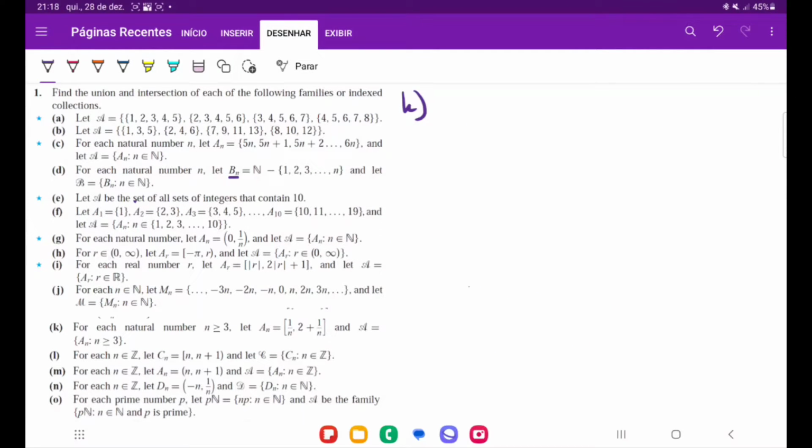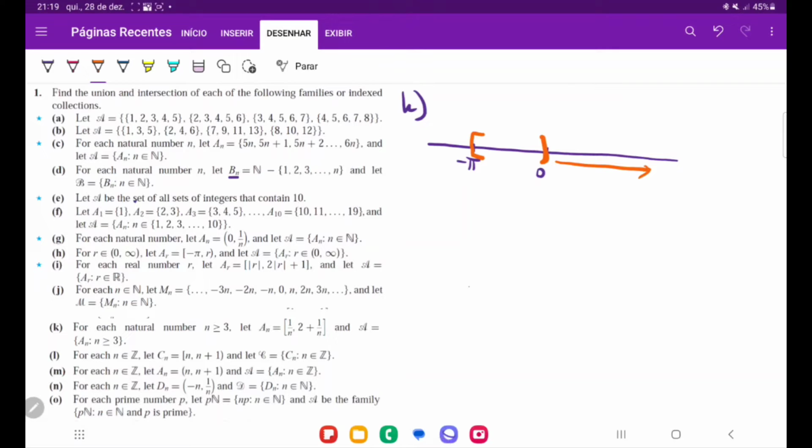So for item H, our index is going to go from 0 to infinity, and each set in the family begins at -pi included and goes all the way out to r. So maybe you can draw this in the number line. So this is 0, and maybe that's going to be -pi. So in the number line, it's going to include here, and basically the index begins at 0 excluded, and then it goes all the way out to positive infinity. So this boundary here is going to move, right?